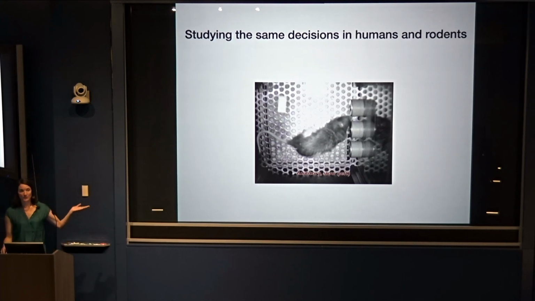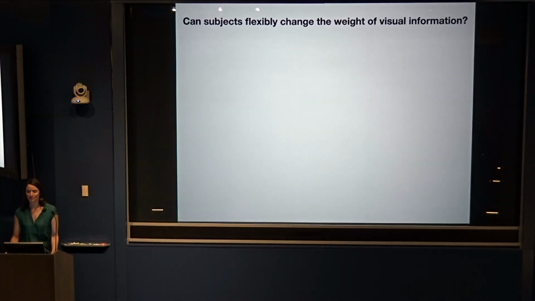So what I showed you there were almost all unisensory trials, so only the auditory stimulus or only the visual stimulus. But of course, we can put both of those together and sometimes make one more reliable than the other, allowing us to ask this question about whether humans and rats are both able to combine the information skillfully according to which source is more reliable. So we wanted to answer this question: can subjects flexibly change the weight of visual information? That is, how much they use the visual information to guide the choice.